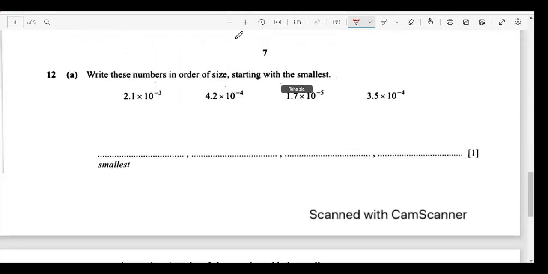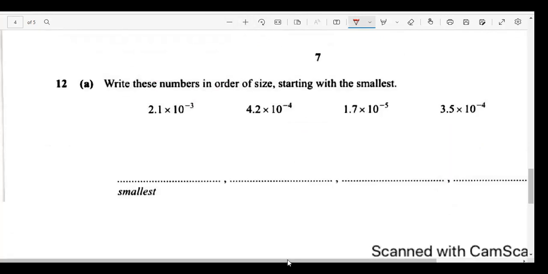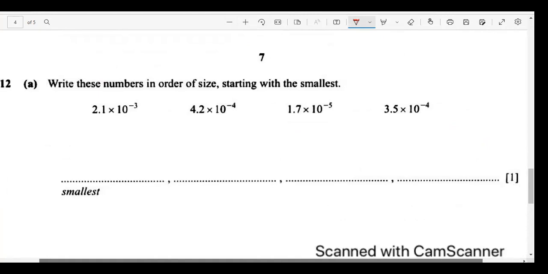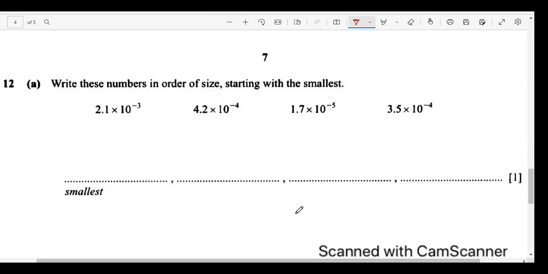Acha. Taha, are you trying to write something? Okay. All right. This is basically the next question. Write these numbers in order of size starting with the smallest. Now यहाँ पे कोई भी negative नहीं है, so don't worry about it, Rumaiza. I'll discuss this personally with you. Don't worry, okay? This issue would be resolved.